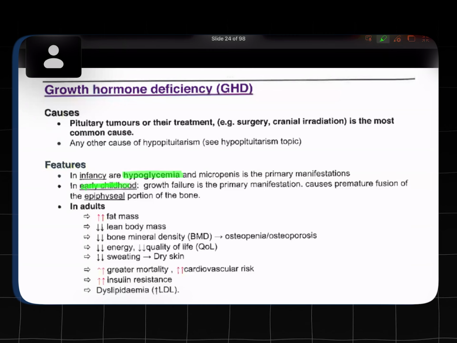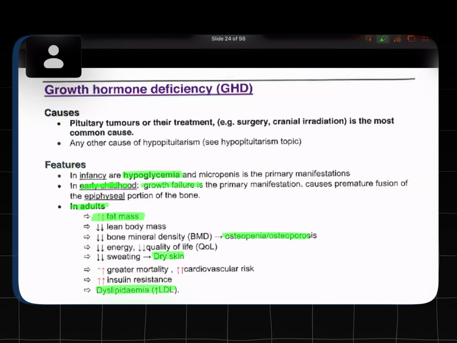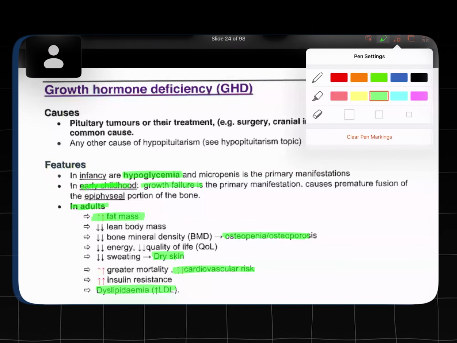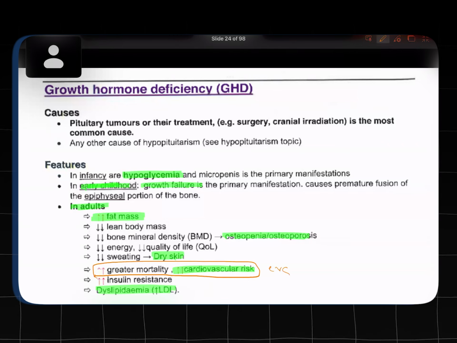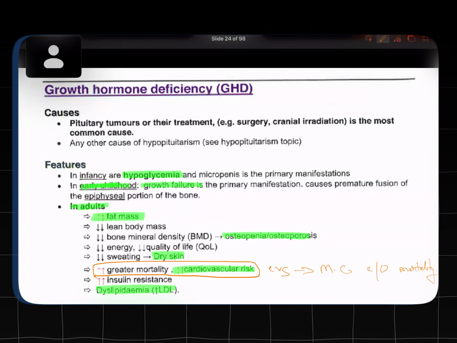In early childhood, growth failure. In adults, osteoporosis, dyslipidemia, increased fat mass, then dry skin, all these things. And there is a definite increased cardiovascular risk. In fact, the most important cause of death in a patient with growth hormone deficiency is CVS, that is the cardiovascular system. Most common cause of mortality in growth hormone deficiency. Again, an MCQ.